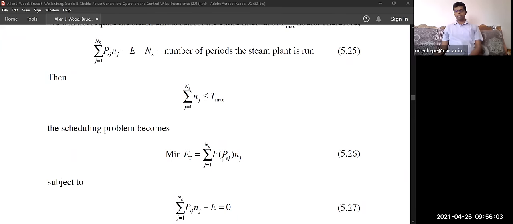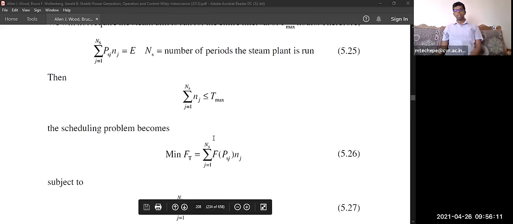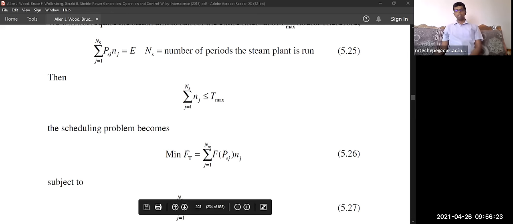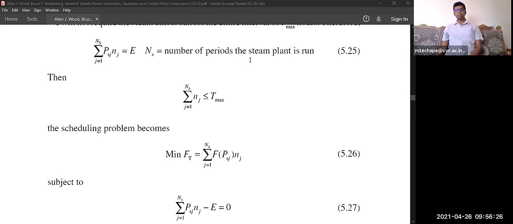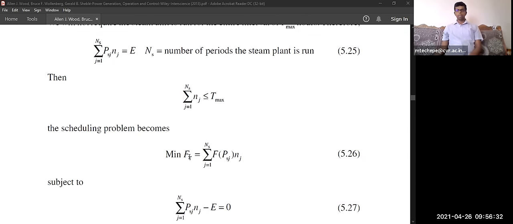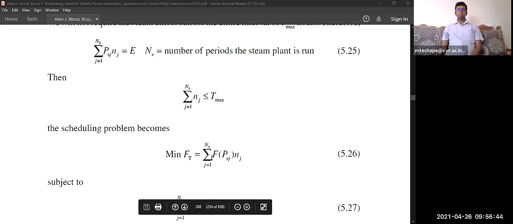Particularly, we have to minimize the power generated from the steam generating plant alone, that is, the energy generated from the steam power plant alone. What is the energy generated here? Psj into Nj, where j is 1 to Ns, the number of periods of time where the steam power plant is operated. So we have to minimize the total fuel cost, multiplied by the number of hours, that is, the energy generated from the steam power plant alone.